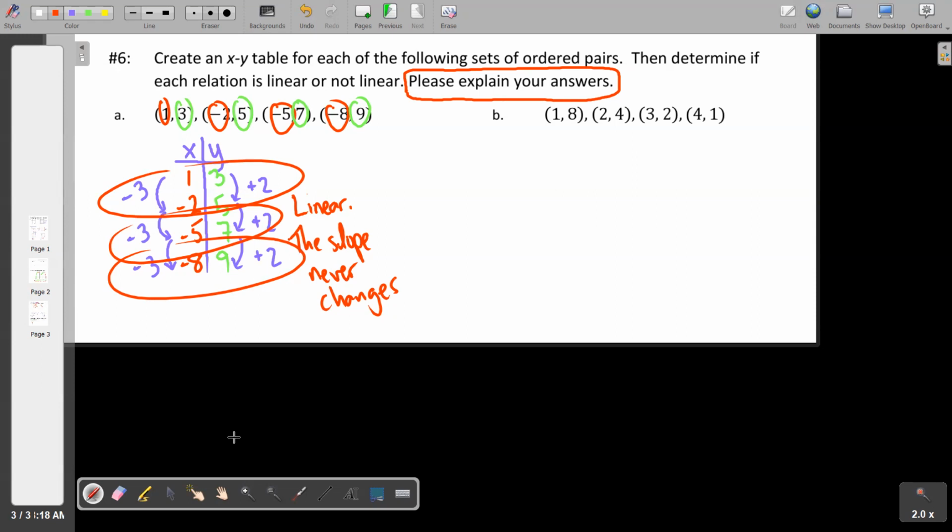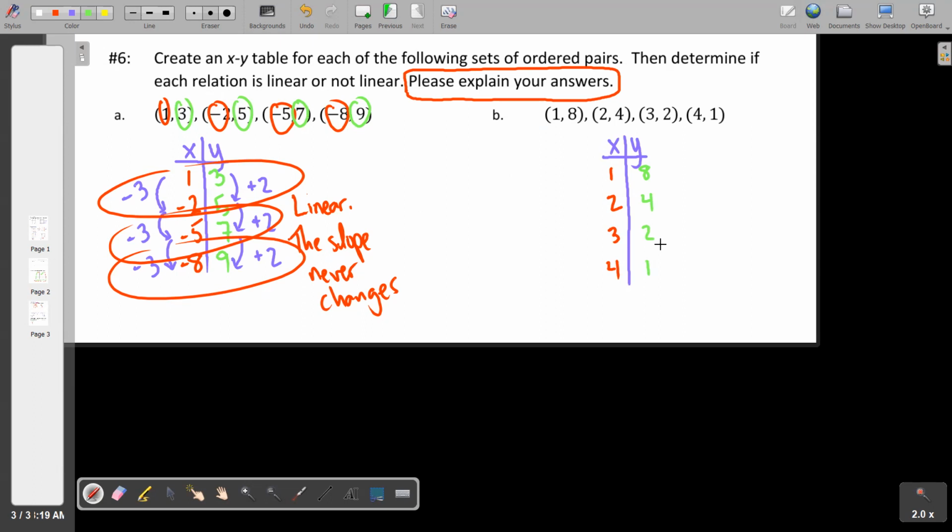Okay. And again, I know you could eyeball part B and say, you already know it's not linear, but we got to go through the process here. So let's get to it. Let's make a table. So my X's make a line, my Y's, and then X's will go down the left-hand side. So 1, 2, 3, 4. And then my Y's will go down the right-hand side, which are 8, 4, 2, 1.